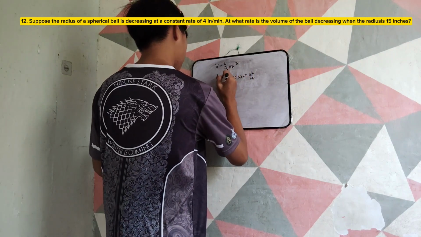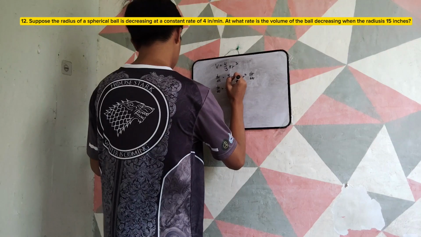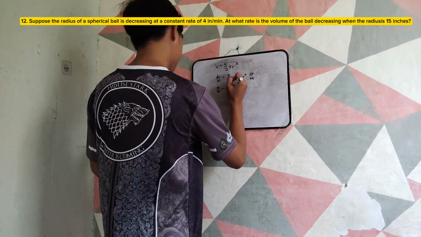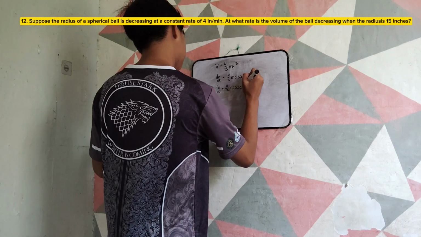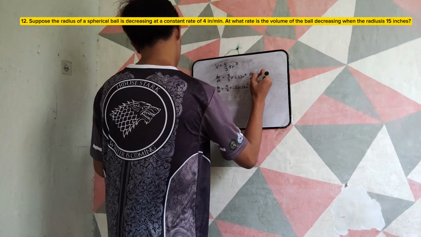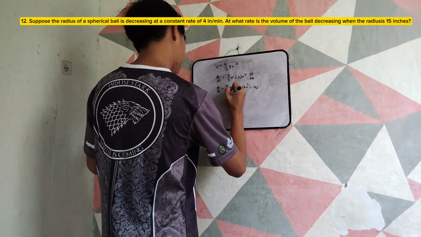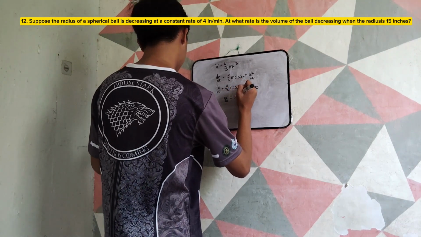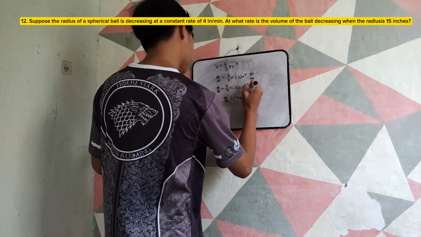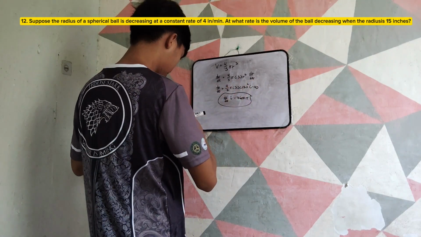So we should solve for dv over dt. So 4 over 3 pi times 3 times 15 squared times negative 4. So the dv over dt will be equal to negative 3,600 pi. So this will be our final answer.